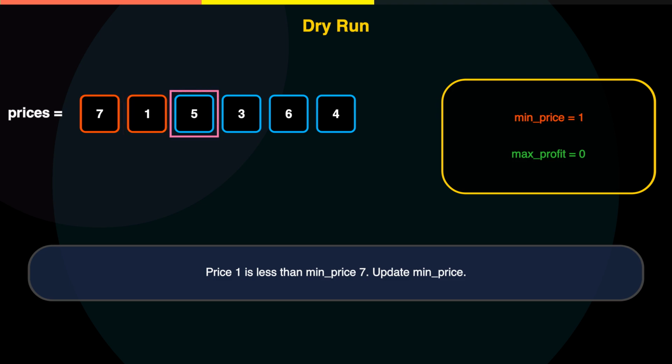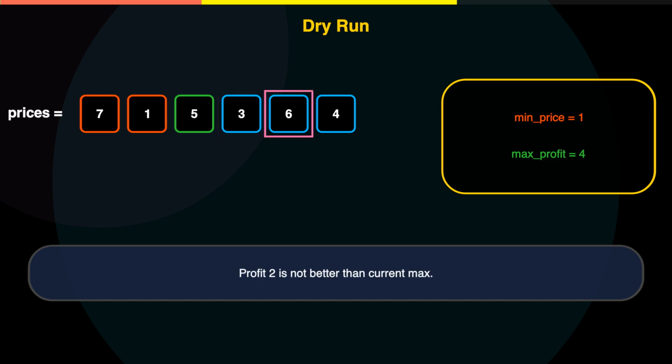On the third day, the price is 5. 5 is not less than our min price of 1, so we do not update the minimum. Instead, we check the profit. 5 minus our minimum of 1 gives us a profit of 4. Since 4 is greater than our current max profit of 0, we update max profit to 4. Next, we see a price of 3. 3 is not less than 1, and the profit, 3 minus 1, is only 2. Since 2 is less than our current max profit of 4, nothing changes in our tracker.